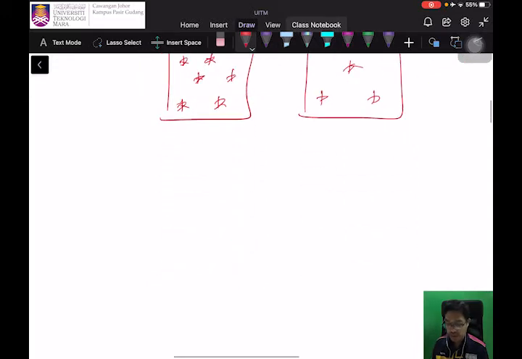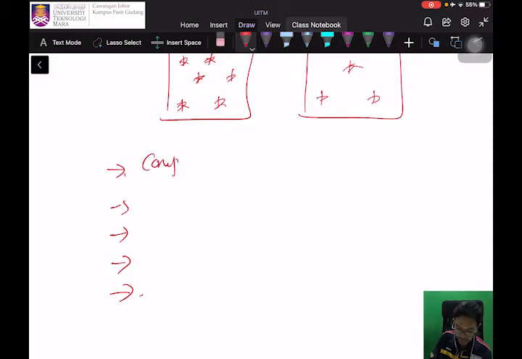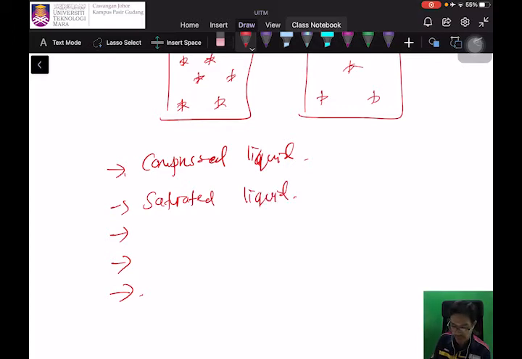So basically, if you learned in your thermodynamics class, we have 5 different states of water, or specifically we say steam. The first one is compressed liquid. The second one is saturated liquid. And then we go into the next level, which is the saturated liquid-vapor mixture, which I will just write here as mixture. The next one is saturated vapor. And the last one is superheated vapor.